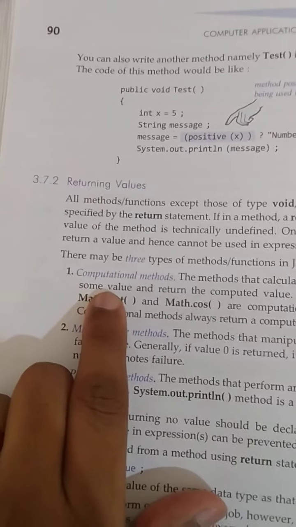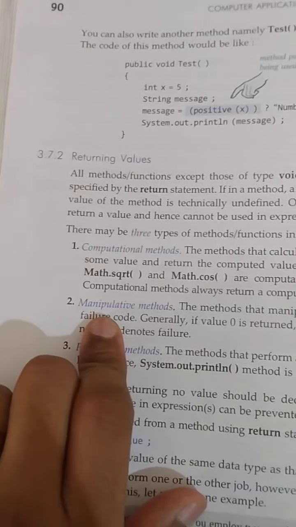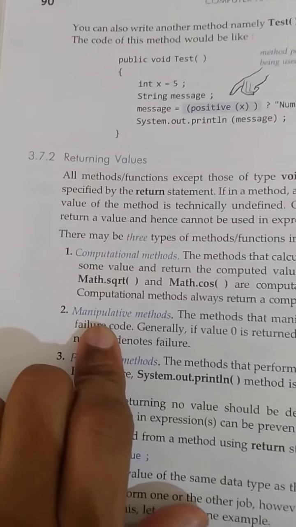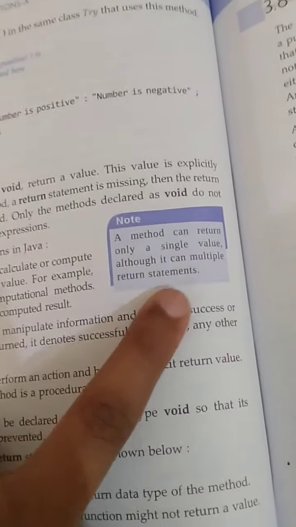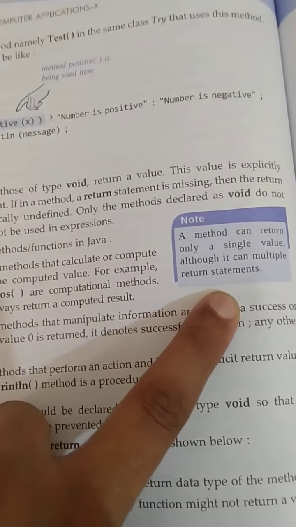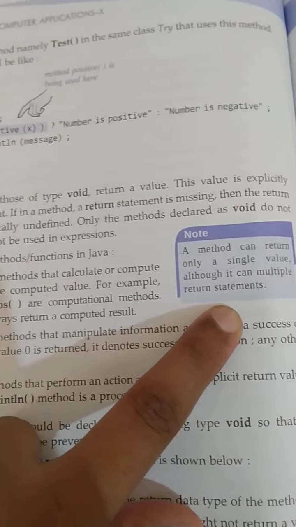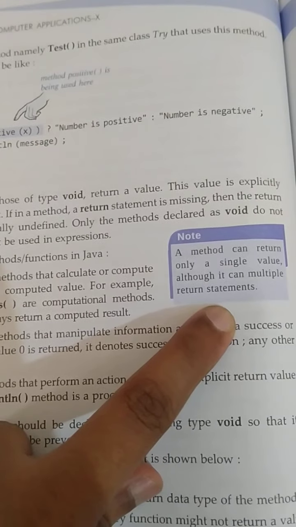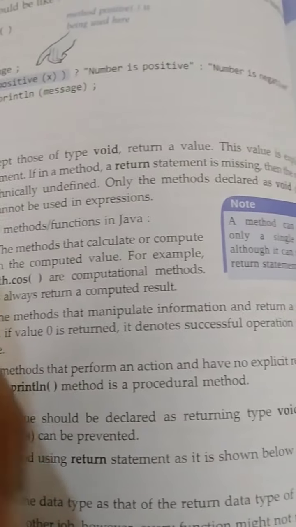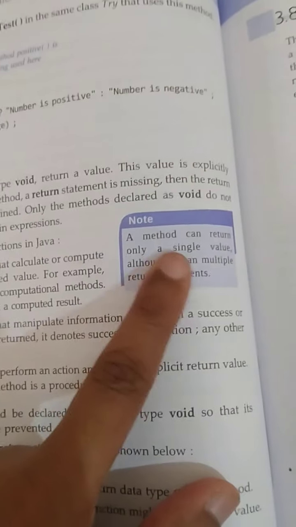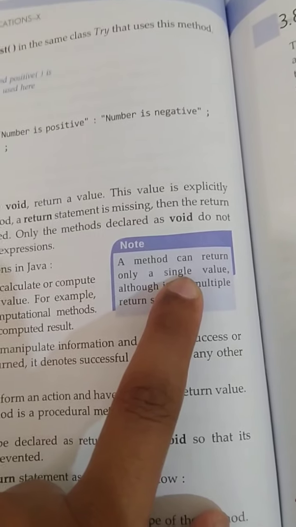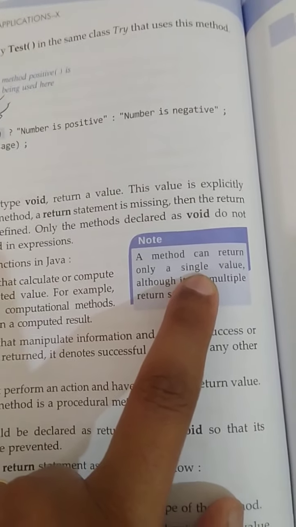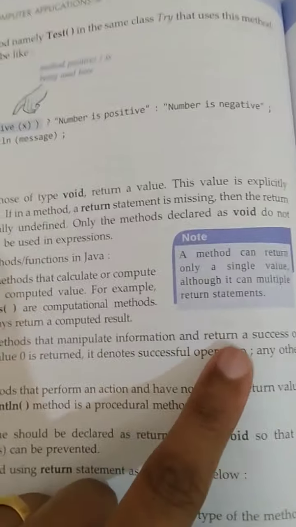Now we will discuss the three types of methods. A method can return only a single value, although it can have multiple return statements. Even if it has multiple return statements, it will return only a single value, because only the first return statement is executed. The rest of the return statements will not get executed.